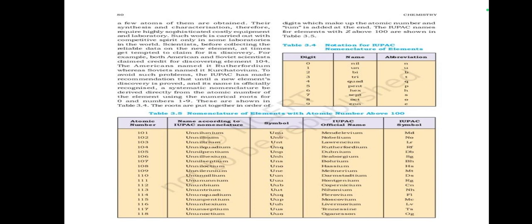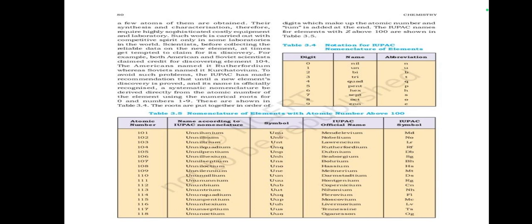Table 3.4, notation for IUPAC nomenclature of elements: digits 0, 1, 2, 3, 4, 5, 6, 7, 8, 9; roots nil, un, bi, tri, quad, pent, hex, sept, oct, enn; symbols n, u, b, t, q, p, h, s, o, e.